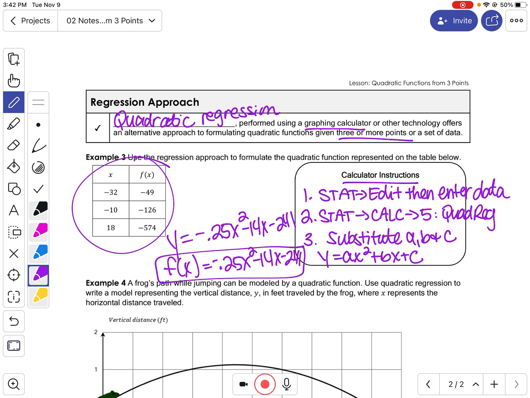So there's your quadratic. This is another way of finding your quadratic function. If you're given 3 points, you can plug them into the calculator: go to Stat, Calc, number 5, quadratic, and then substitute your A, B, and C in. All right, let's look at the last one.